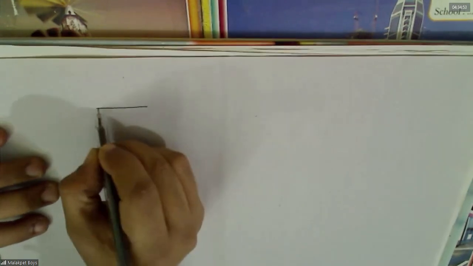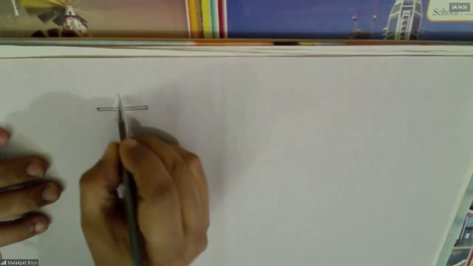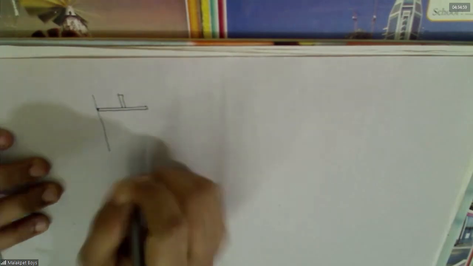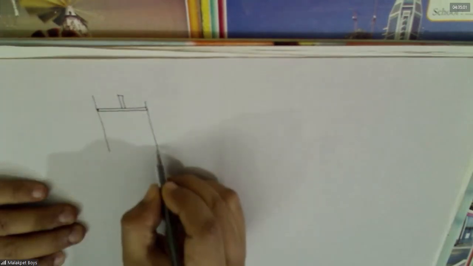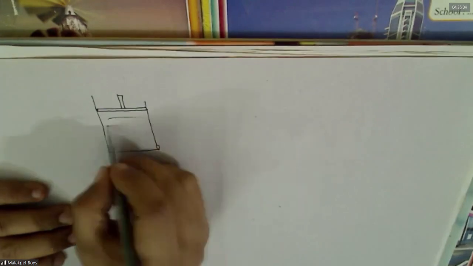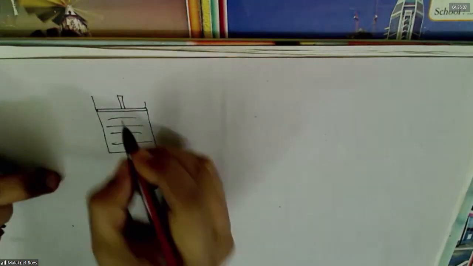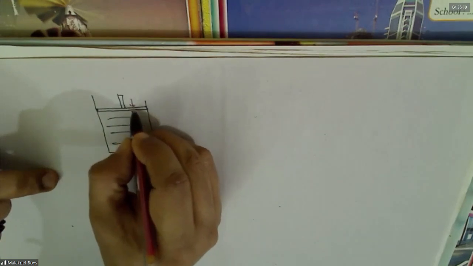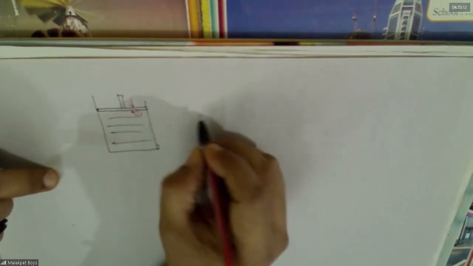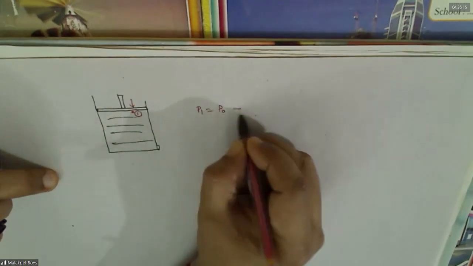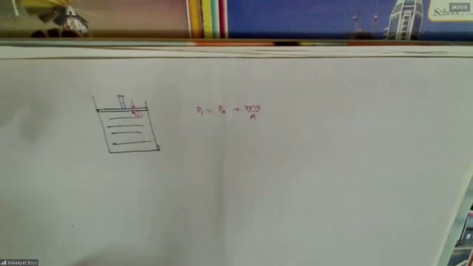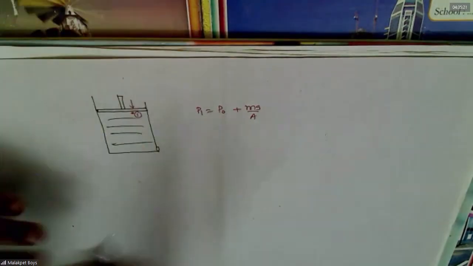What is being asked? Speed of efflux. Yes, change a little bit. This is also a very good problem. Now here, what will be the pressure? Atmospheric pressure. P naught plus mg by L. Agreed?